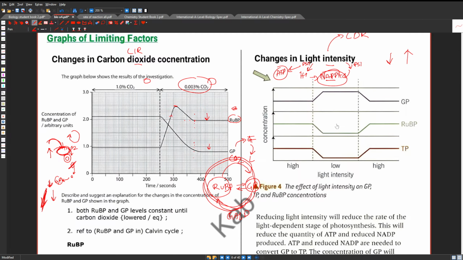Okay, so we see here, as light intensity is increased, is high, then you have constant concentrations of GP, RuBP, TP. Now, the moment you decrease light intensity, what happens to these? TP, I'm guessing, is ATP. I'm not sure why it's like this. RuBP is this and GP is this. The moment light intensity decreases, TP is lowered, of course.